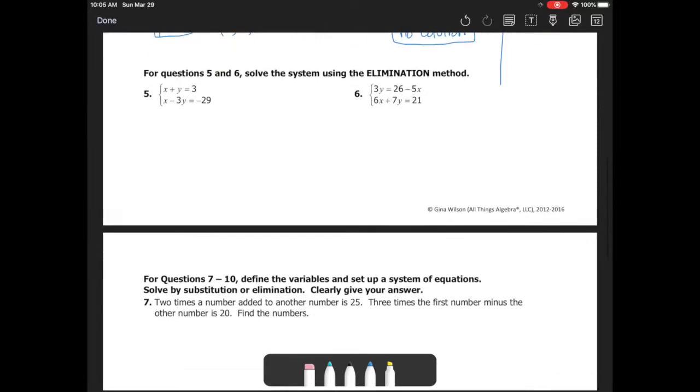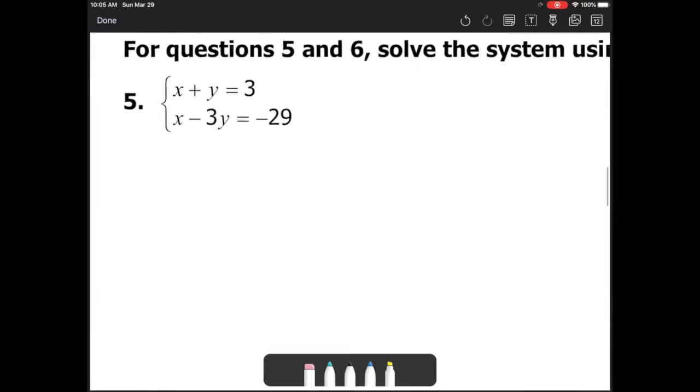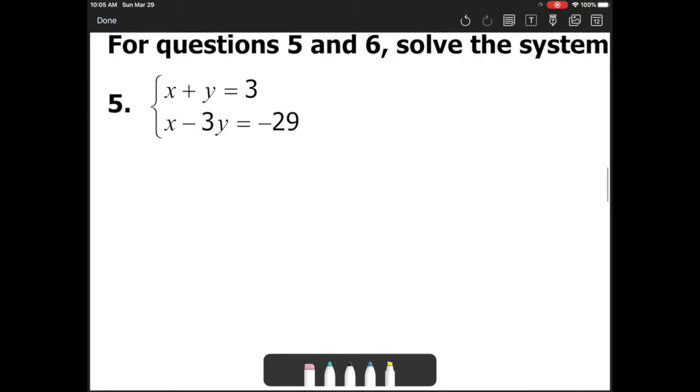Let's go to problems 5 and 6. We're going to solve using elimination. For the elimination method, what I want to be able to do is add the two equations together and cancel out one of the variables. So you may have to manipulate one of the equations in order to do that.